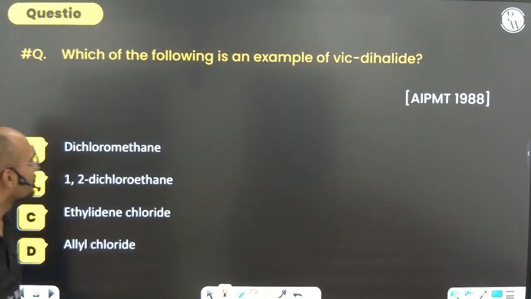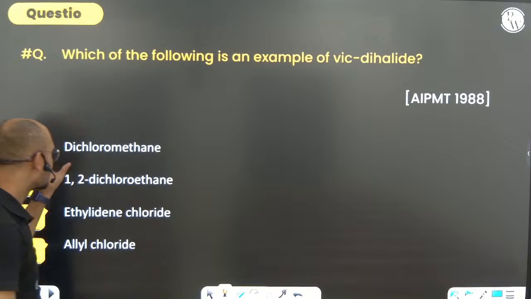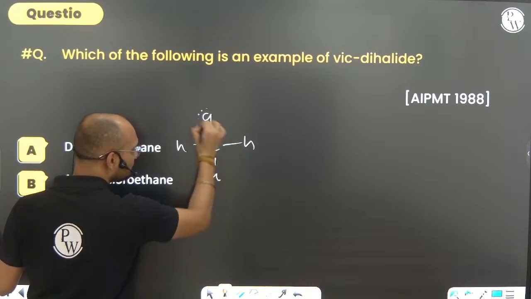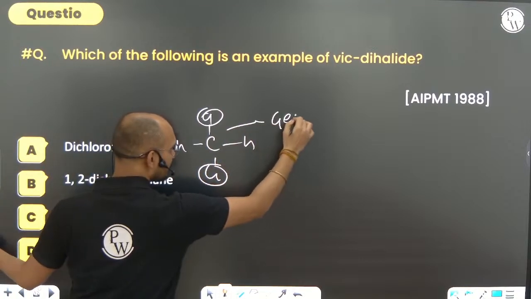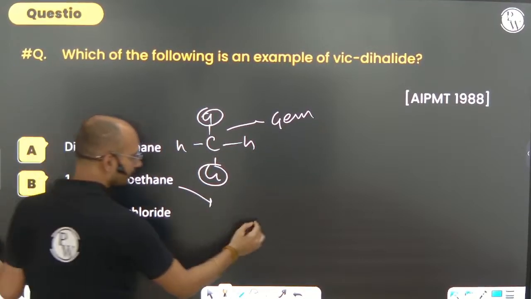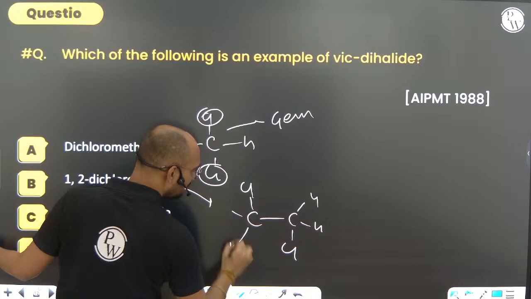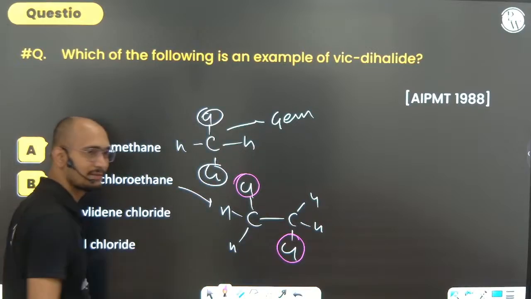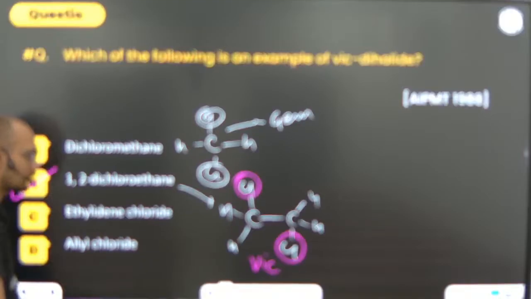Next, आगे बढ़ो. Which of the following is an example of a vicinal dihalide? I have already told you about vicinal and geminal. Can you see dichloromethane, CH2Cl2? Both the chlorines are on the same carbon. It will be geminal, not vicinal. Now 1,2-dichloroethane: can you see Cl at 1 and 2 position? Both the chlorines are on different, or adjacent, carbons. So this is for sure called vicinal. Not a big deal. Option B is the correct option.